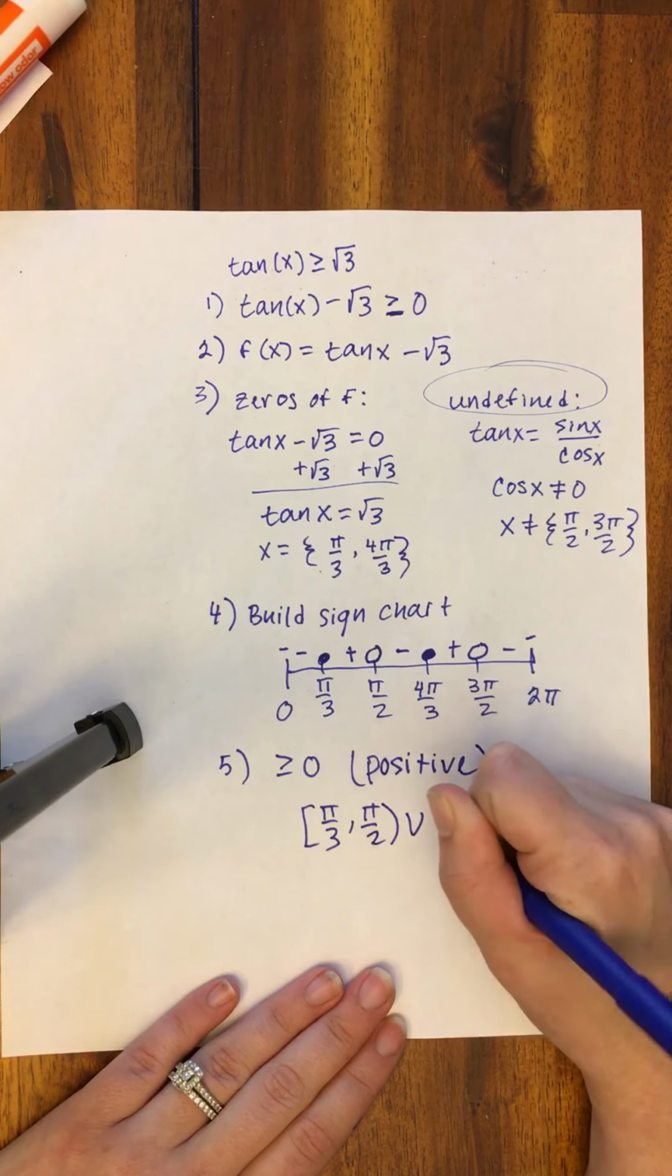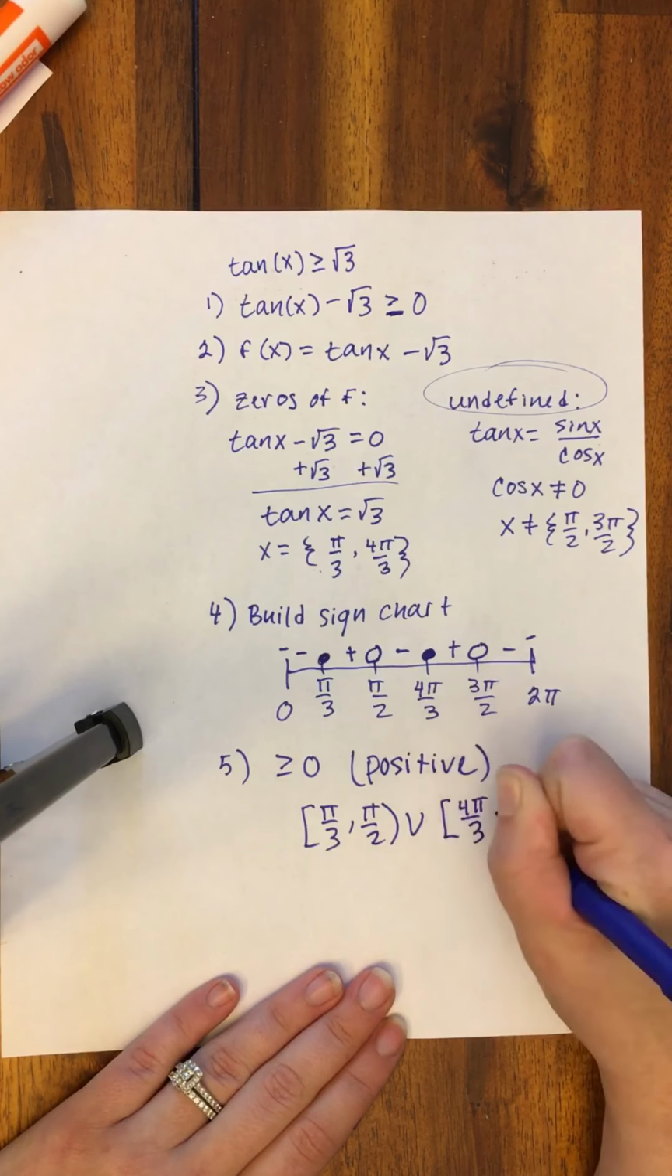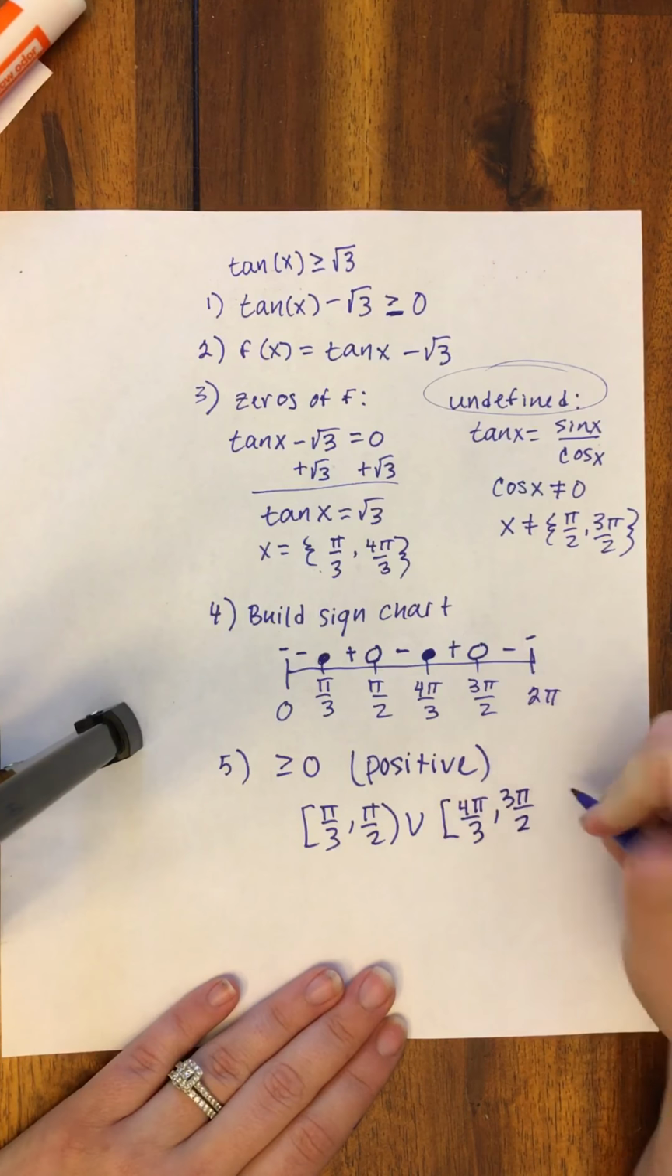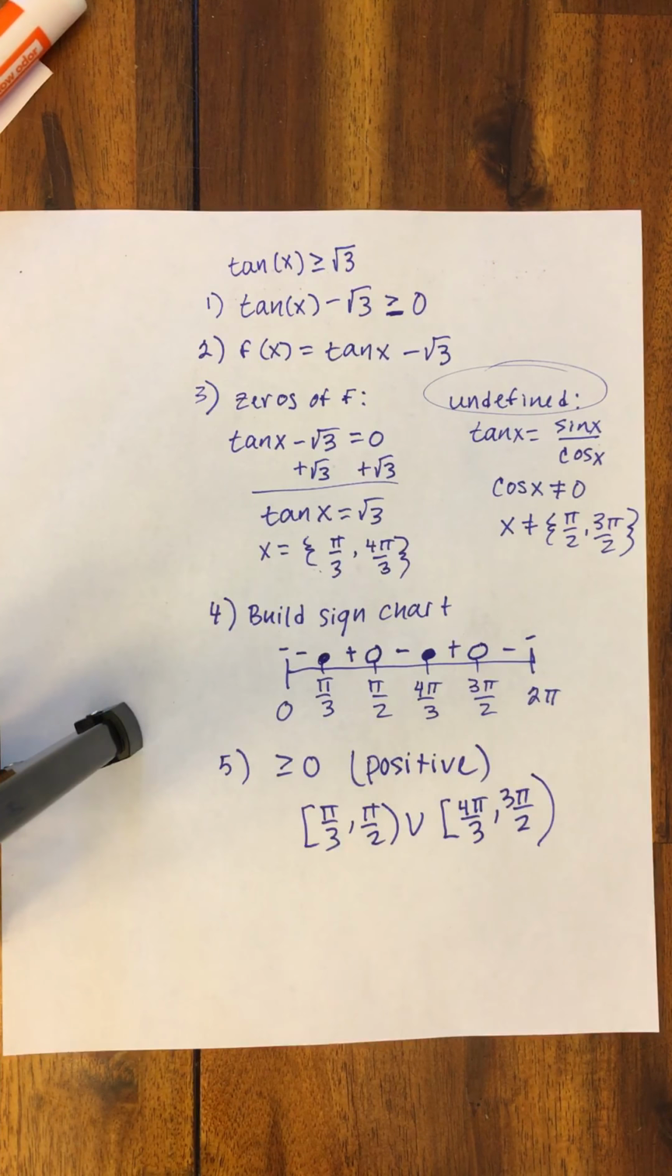Okay, so pi over 3 to pi over 2, and 4 pi over 3 to 3 pi over 2. All right, that should be your answer.